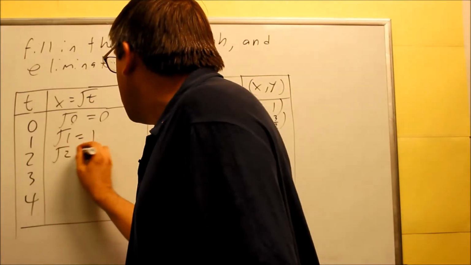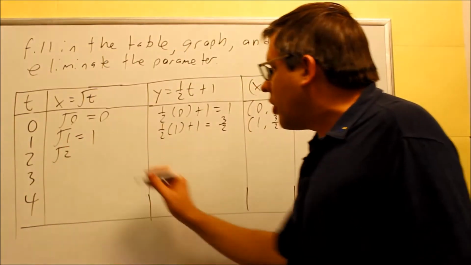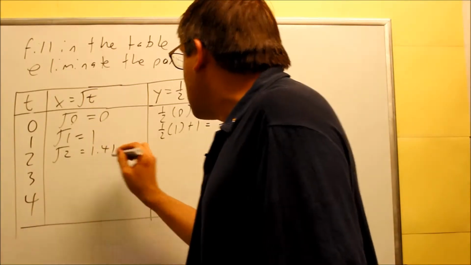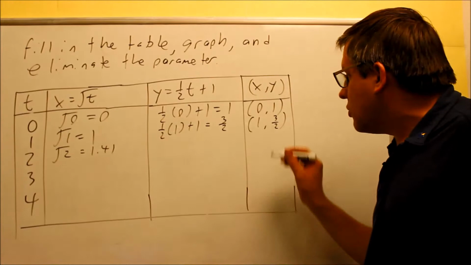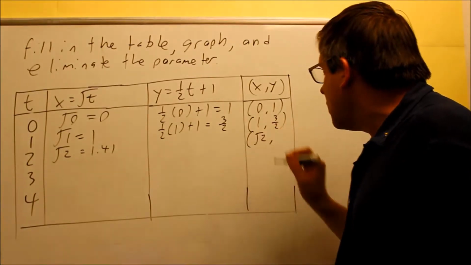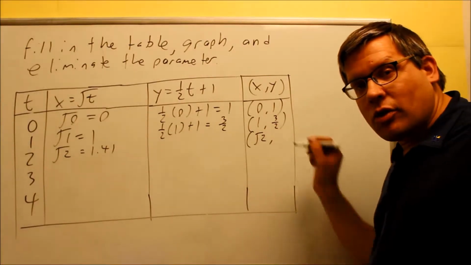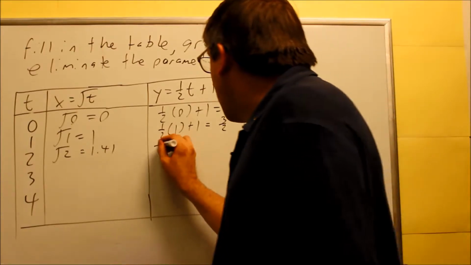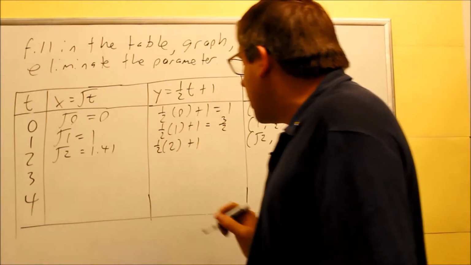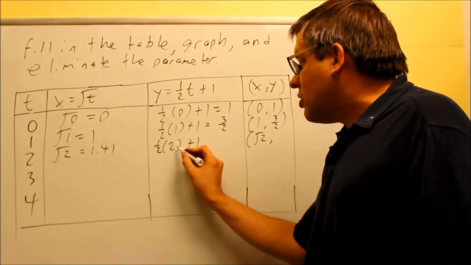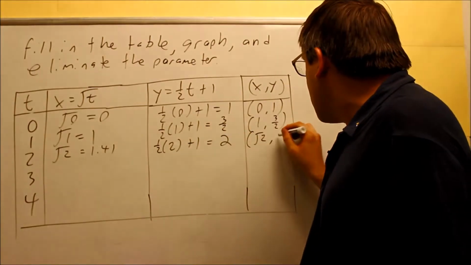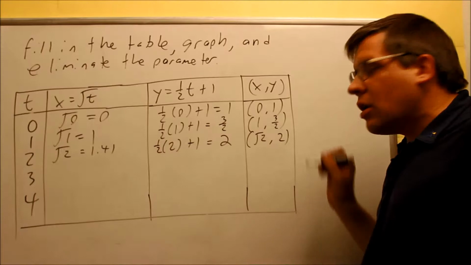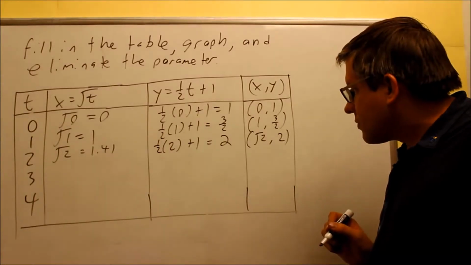Next, square root of 2. Okay, that's about all I can really do for simplifying purposes. Now as a decimal, that's going to be 1.41, which maybe we can refer back to later, but I'll still go ahead and use the exact value there for x, square root of 2. Then I have 1/2 times 2 plus 1. 1/2 times 2 is 1. 1 plus 1 is 2. So then I get 2 is going to be the second coordinate there.